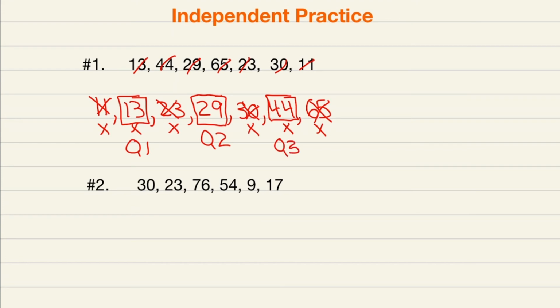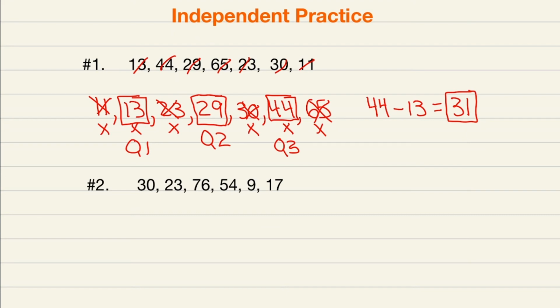And our very, very final step, let's take our Q3 value, in this case it's 44, minus our Q1 value, which is 13. 44 minus 13 is going to give us our interquartile range of 31. Hopefully you got 31 for the first one. If you did, very, very nice job.